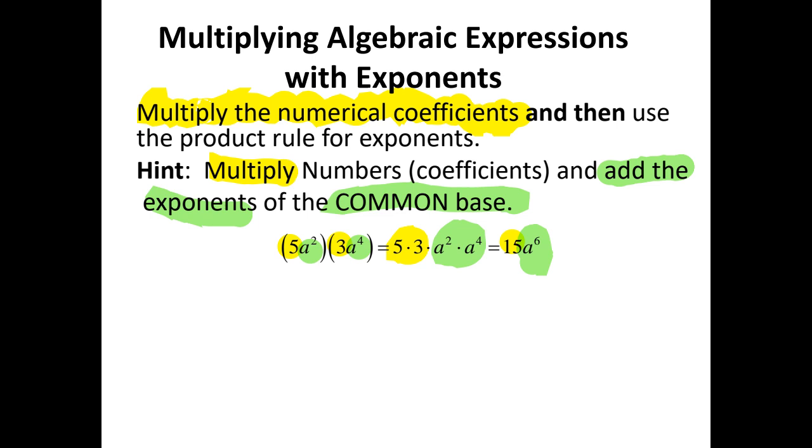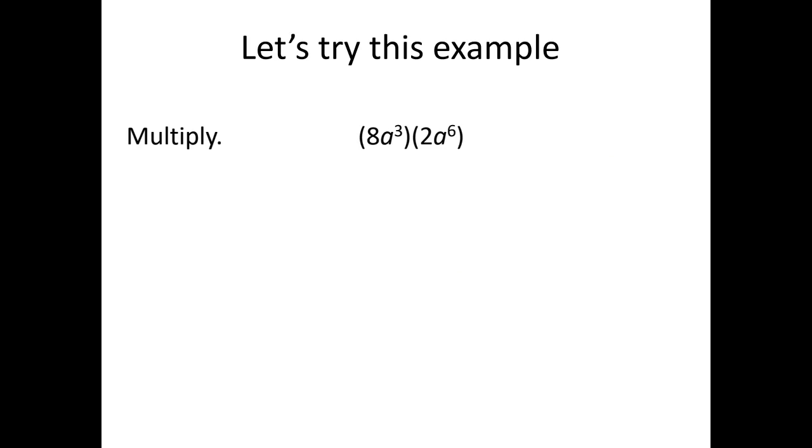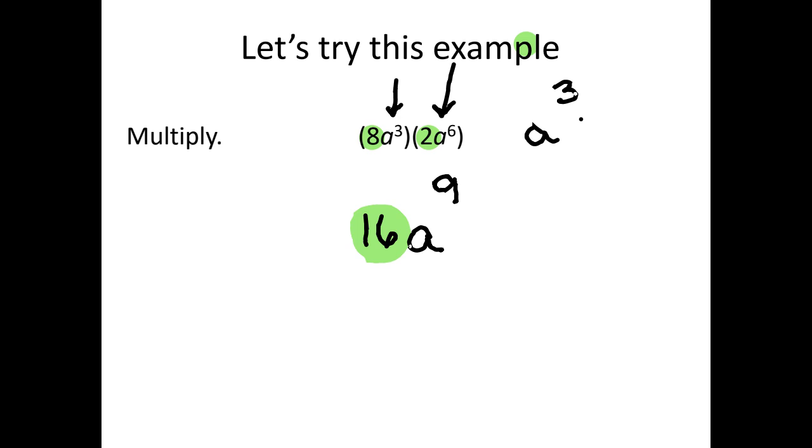Now, this one. Here's my 8. Here's my 2. That number is going to give me 16. This is an A. This is an A, which means this is A to the 9th power. A3 times A6 gives me A to the 9th.